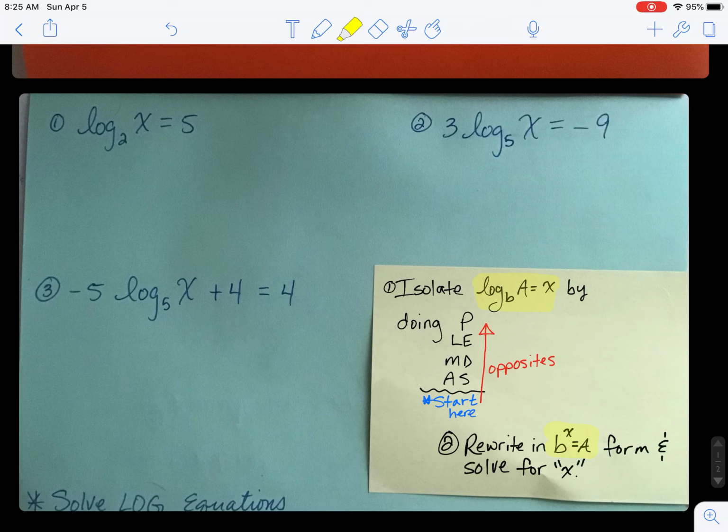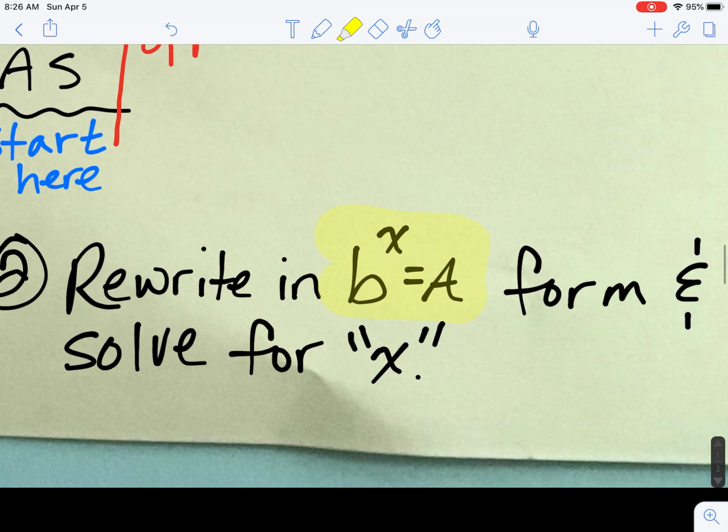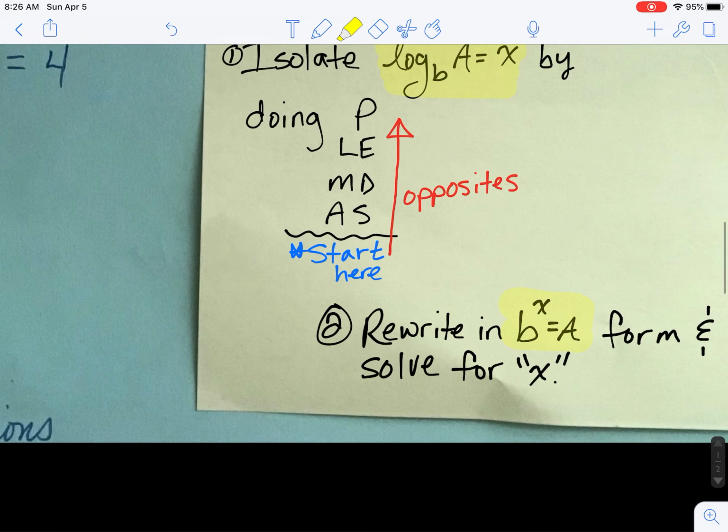Okay, I'm going to show you guys today how to solve single logarithmic equations here. So step one is we want to isolate log base b of a equals x, or log-box, and we're going to do this by doing reverse PEMDAS. And then the goal is to get the log into exponential form. So we're going to rewrite it as b to the x equals a and solve for x.